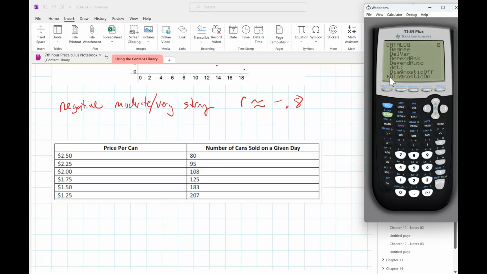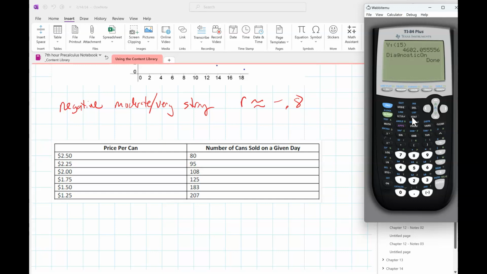So we should find the command diagnostic on in that list. Once I've located that command, I'm going to press enter. That's going to put it onto the main screen. And I'm going to press enter again, and it should say done. That should be the last time you have to do this, unless your calculator memory gets reset for whatever reason. Everybody's good? Okay.